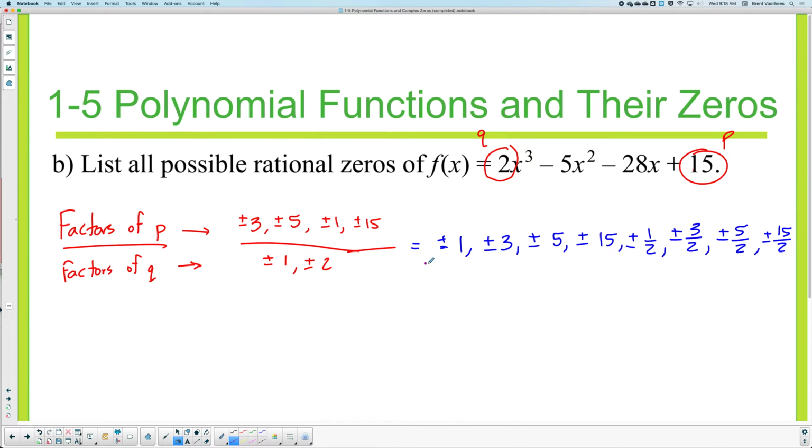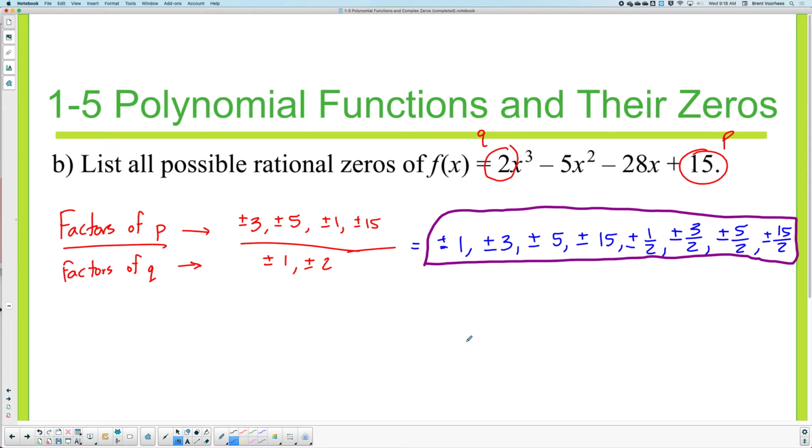Okay, so one more time. What does it mean to be rational? If it's a decimal, it either ends or it repeats. So like 1/3 would be a repeating decimal, 0.33333333. So anything that can be written as a fraction will either repeat or come to an end as a decimal, if it has a decimal at all. So these are the only possible rational places this could hit on the x-axis that would not be some crazy decimal. Only possibility for anything that begins with 2x cubed and ends with the 15.